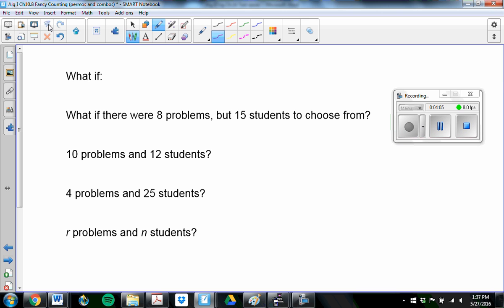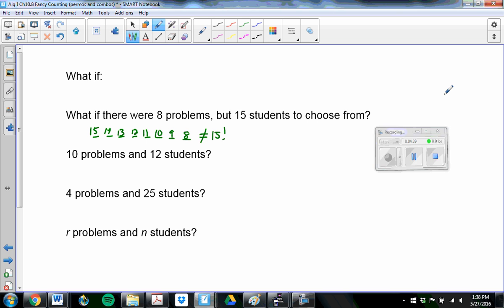What if I had 8 problems, but there are 15 possible students to pick from? With my 8 problems, I'd go 1, 2, 3, 4, 5, 6, 7, 8. I could have 15 people do the first problem, and then 14 do the second, and 13, and it keeps on going down, but we run out eventually. I'm not going to get all the way to 1 because I've only got those 8 slots. So this is not 15 factorial. It does not equal 15 factorial because it doesn't go all the way to 1.